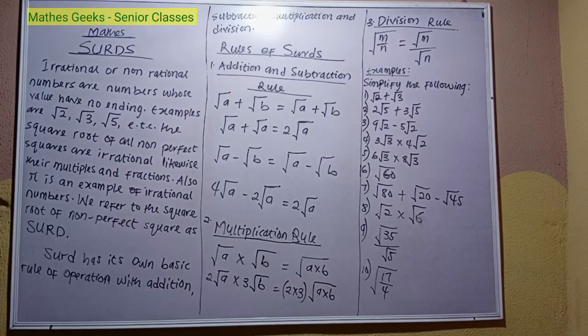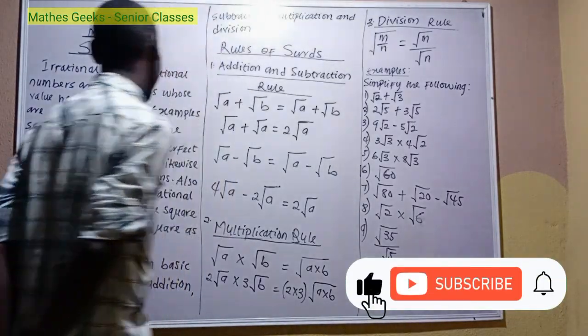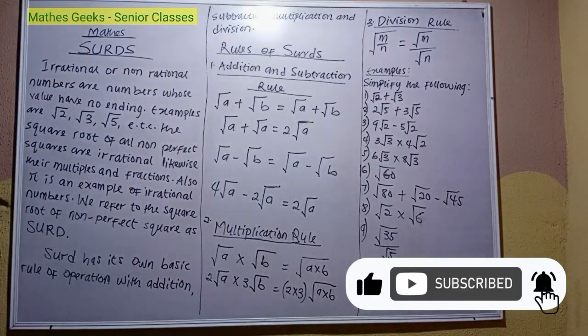In this lesson, we're going to look at what surds are. So let's dive in. Irrational or non-rational numbers are numbers whose value have no ending. Let me start by saying that we have two major types of numbers: the rational numbers and non-rational numbers.